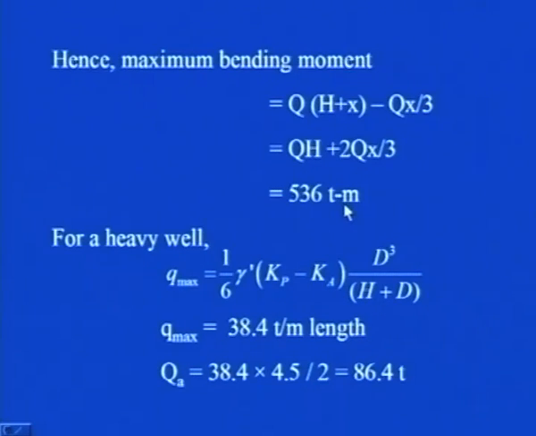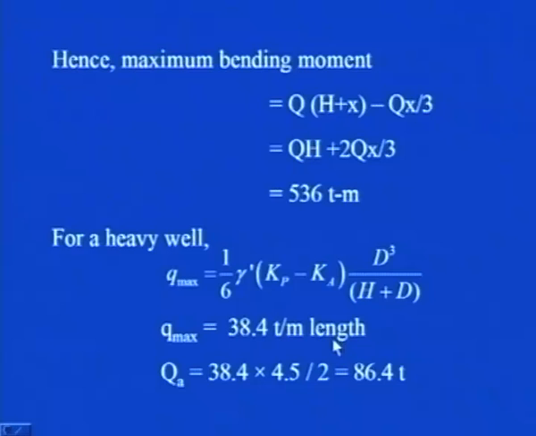So, this was the case when you have assumed the well to be a light well. In case it is a heavy well, then I gave you the expression for that. So, you simply substitute all these values in this expression of Q max, which is 1 by 6 gamma prime K p minus K a d cube upon h plus d, you know all these values. So, substitute it here and you will get this value of Q max to be equal to 38.4 ton per meter length.